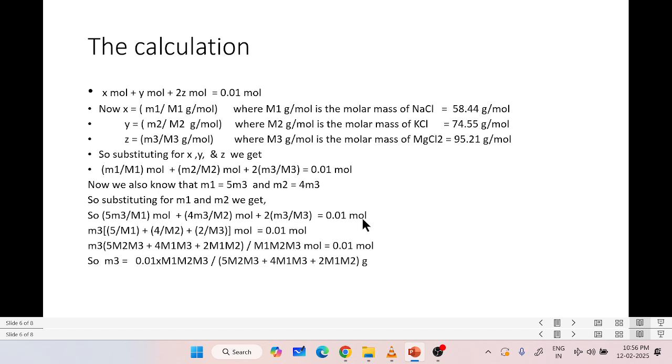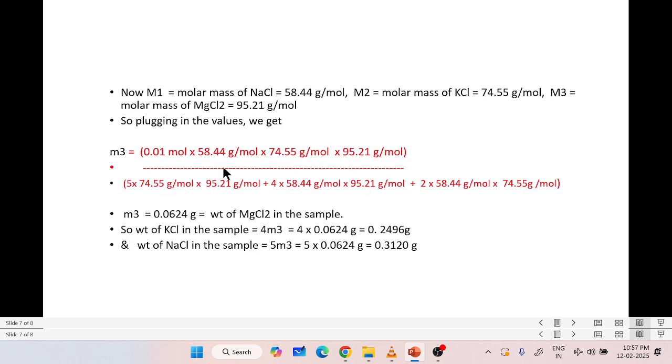Okay, if we do the mathematical juggling in the terms, we get M3, the mass of magnesium chloride, is equal to 0.01 into molar mass of NaCl, molar mass of KCl, molar mass of magnesium chloride, the whole thing divided by 5 M2 M3 plus 4 M1 M3 plus 2 M1 M2, these are the molar masses. Okay, so now substituting for all these values, we do the calculation, we get the mass of magnesium chloride M3 as 0.0624 grams.